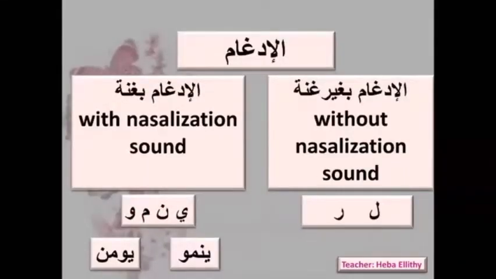Al-idgham, we have 2 kinds of idgham. We have al-idgham بغير غنة, without nasalization sound, and we have al-idgham بغنة, with nasalization sound. The letters of الإدغام بغير غنة are لام or را. The letters of الإدغام بغنة, with nasalization sound, are يا, نون, ميم or واو. Scholars collected these letters for us in one of 2 words: the word ينمو, which means grow, or the word يؤمن.